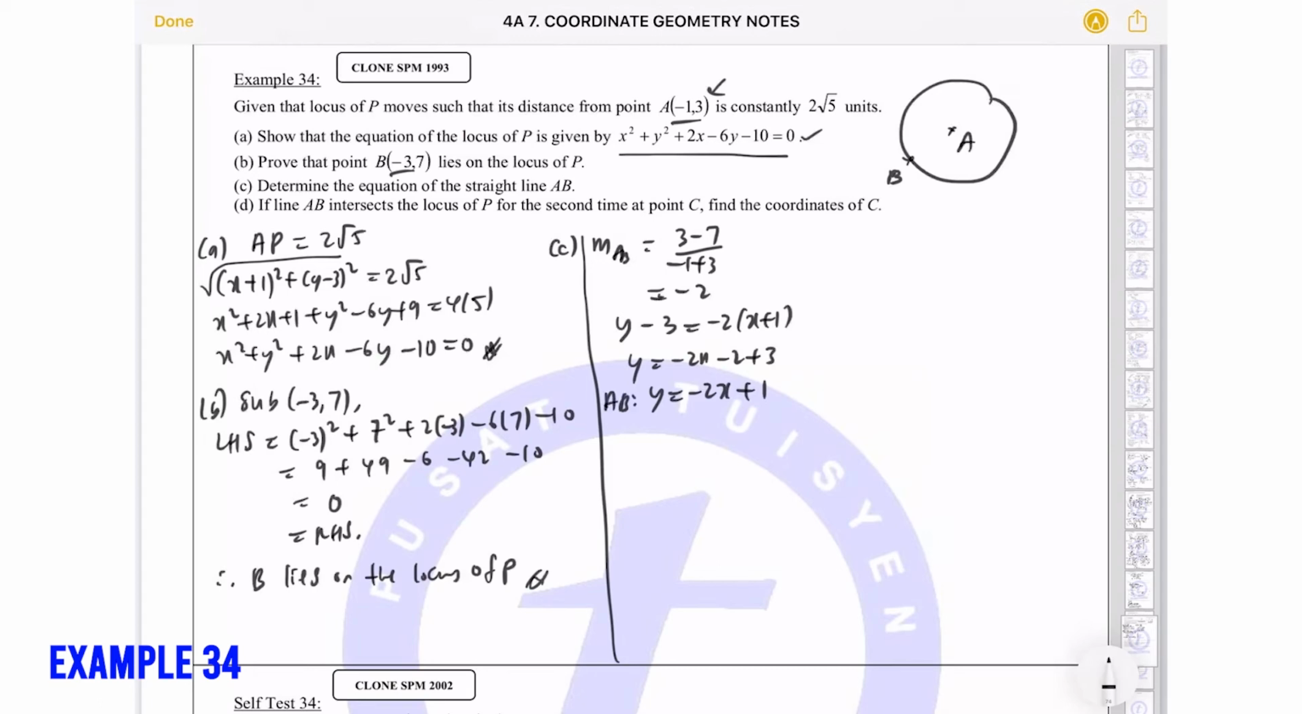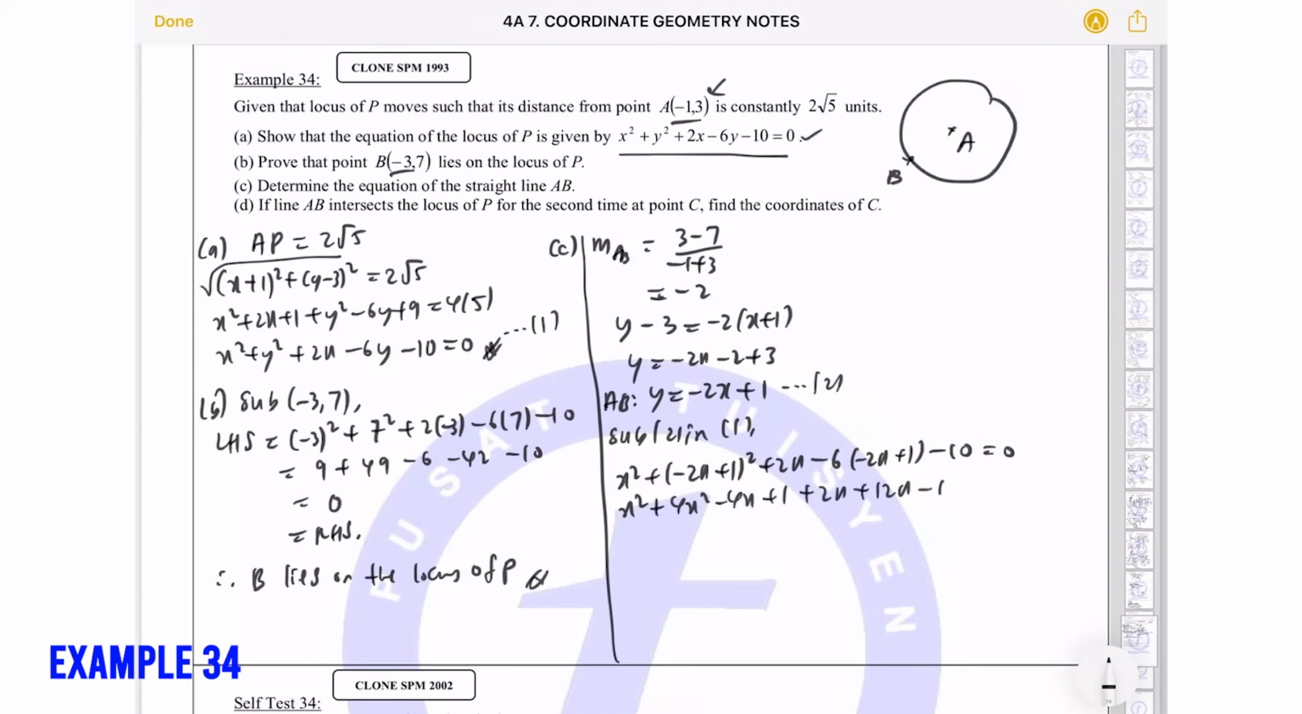Okay, how do you find the point of intersection? Here, line AB intersects the locus of P for the second time at point C. Find the coordinates of point C. We can solve them simultaneously. This is equation 1, this is equation 2. These two, the locus and the straight line, intersect again, right? So we sub equation 2 into 1. Don't write y, write minus 2x plus 1, squared, plus 2x minus 6 times minus 2x plus 1, minus 10, and the result is 0. When you expand, this will be 4x squared minus 4x plus 1, plus 2x, and then 12x minus 6 minus 10.